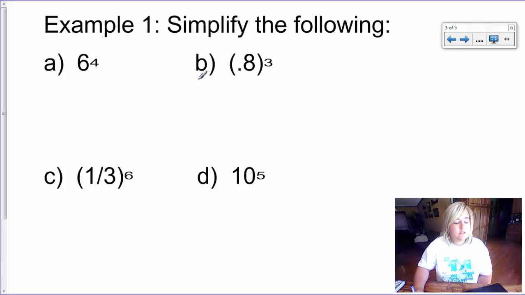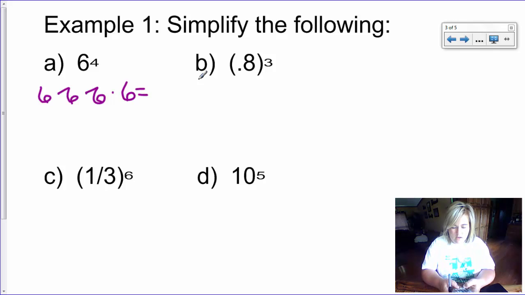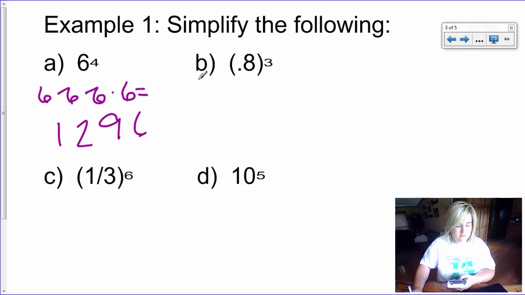So, for example, the 6 to the 4th, the 6 is our base, which is being used as the factor, and the 4, for the exponent, tells us how many times we're going to multiply 6 times itself. So I'm going to write out 6 times 6 times 6 times 6. And when I do that, I'm going to get out my calculator, and I'm going to punch in 6 to the 4th, and it tells me that my answer is 1296.